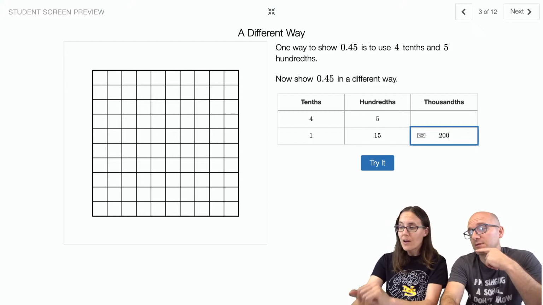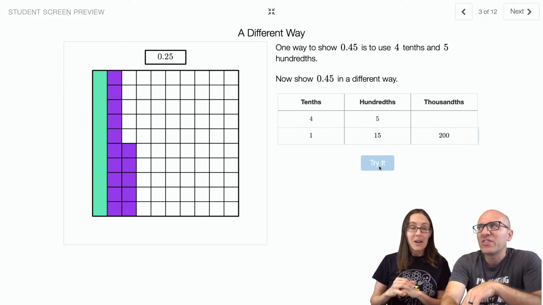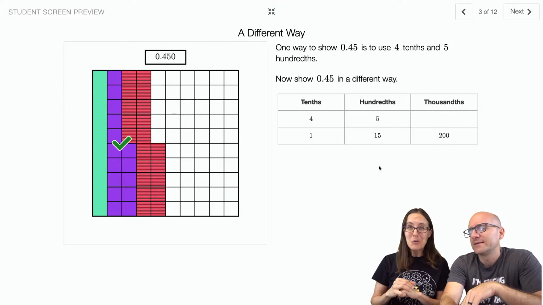200 thousandths. 200 thousandths. Let's see what it looks like. The word thousandths sounds a lot like thousands. Sorry about that. Ooh, nice job, Avery. I like this one. It's very aesthetically pleasing with its balanced colors.